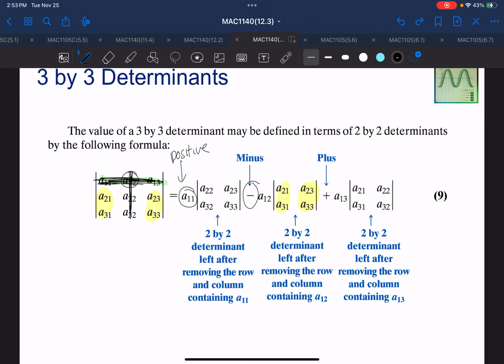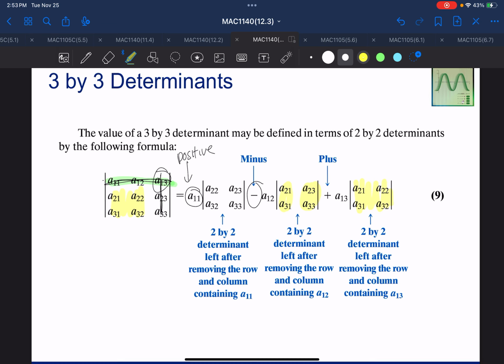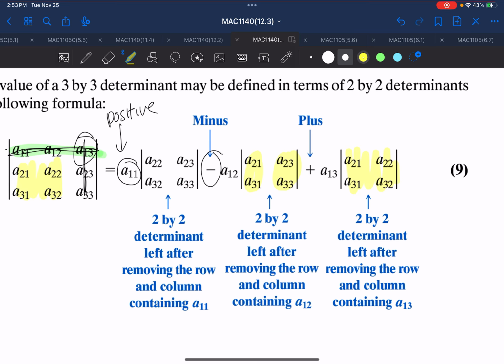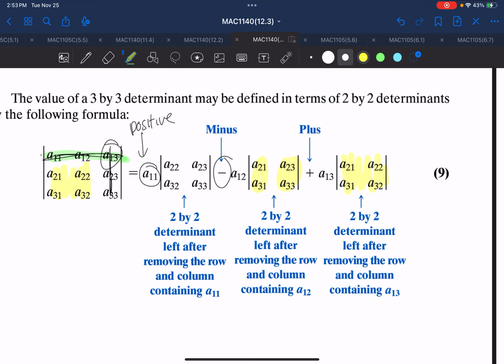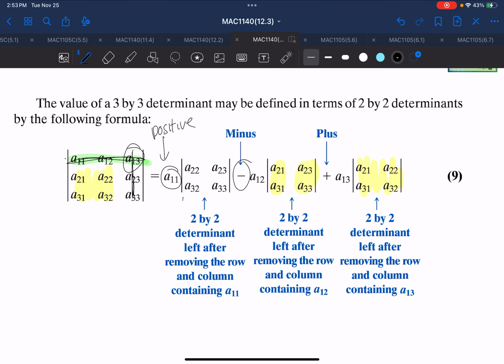And we move on to the last entry, A sub 1, 3. And this gets multiplied by the matrix that's left after you cross out the row and the column that entry's in. Okay, and then of course we would find the determinant of each of these and simplify.